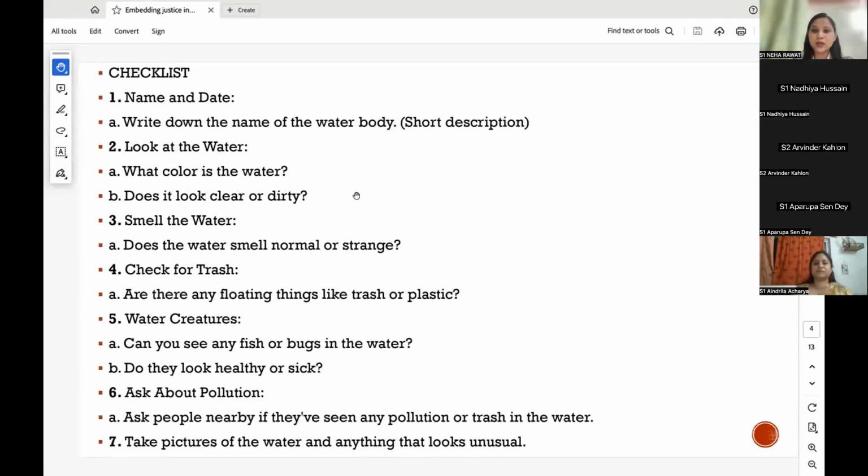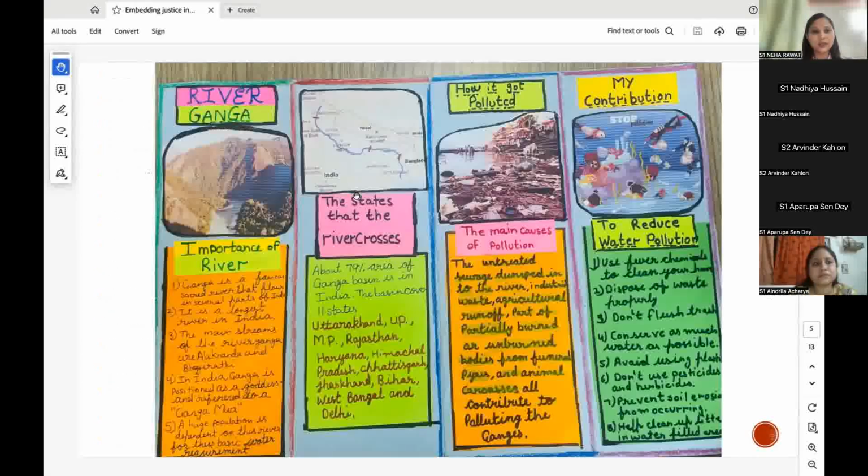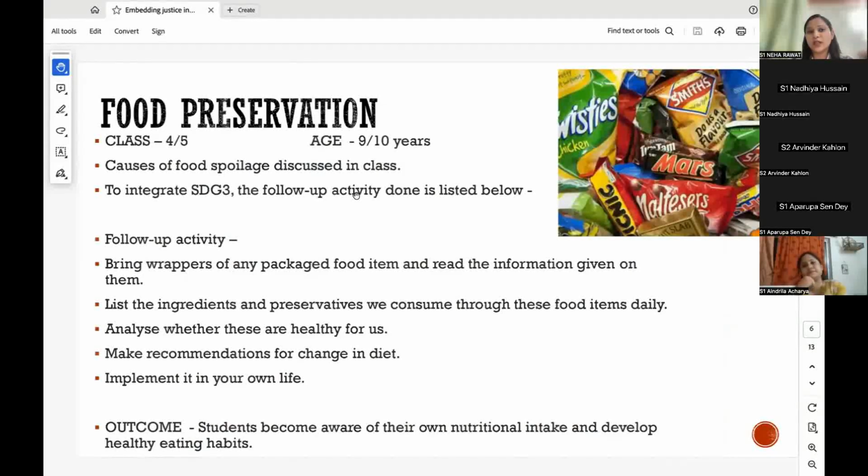They were also asked to collect a few pictures as factual data, and here you can see a sample is attached. The student has researched the river Ganga. He has also mentioned the importance of the river. This project was transdisciplinary, so a bit of geography is also involved, such as all the states this river crosses. How did it get polluted, and what can I contribute as a child at the age of 4? What can I do? How can I create awareness amongst people in my family or in the school? They came up with really good ideas.